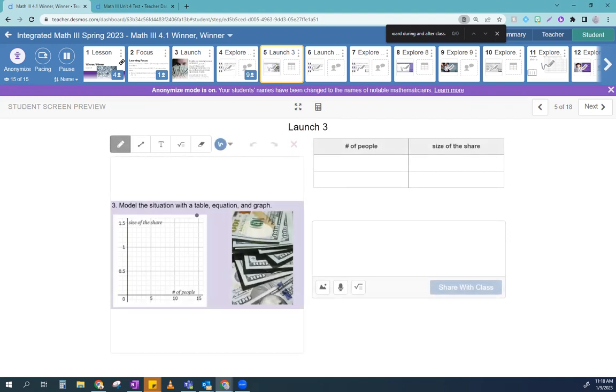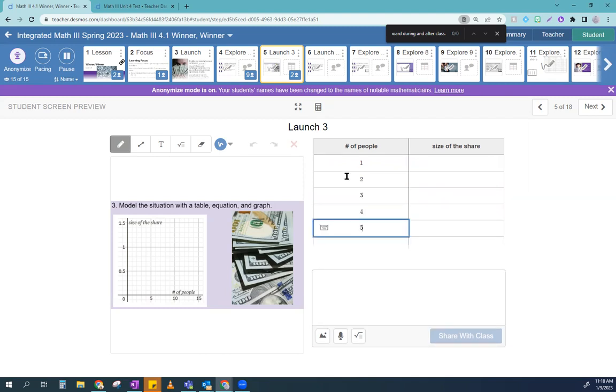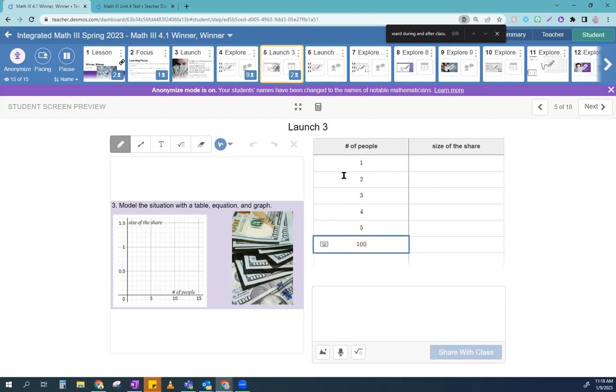So I want you to model this situation with a table, with an equation and a graph. Just pretend that the pot is 1, so that it makes the most sense. If there's one person, how big is that person's share? If there's 2 people, what about 3 people? What about 4 people? What about 5 people? What about 100 people? How is this growing? They wanted you to make a table, an equation, and a graph. So here's your graph, here's your table, and here's where you want to put your equation. Go ahead and do a little bit of this so we can move forward. I'll pause it right here.